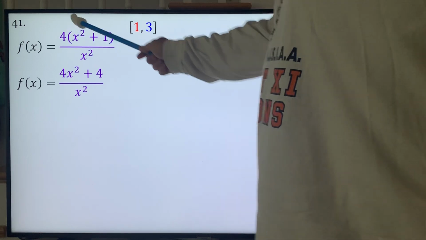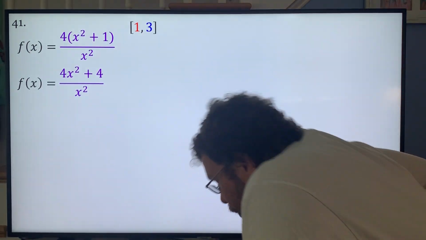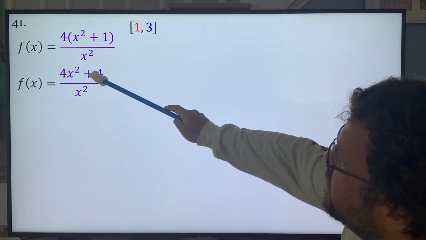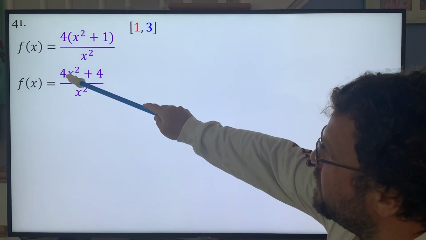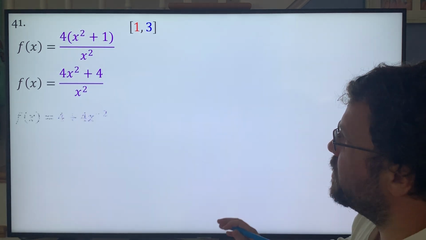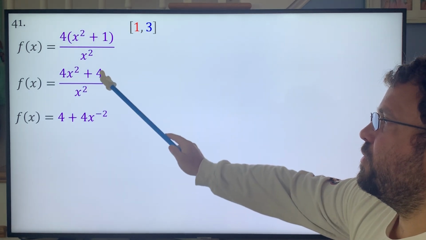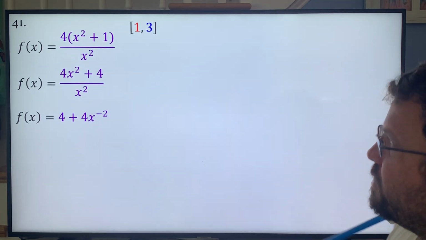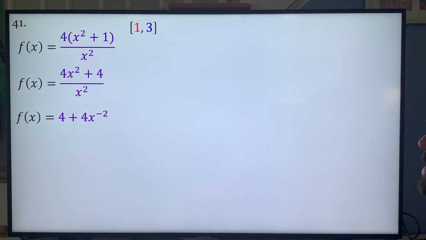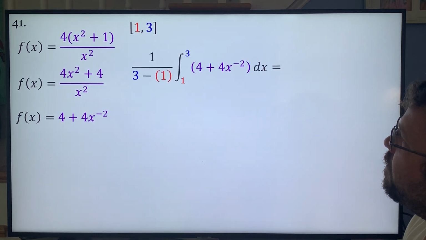Distribute the 4. When you distribute the 4, you get 4x squared plus 4 over x squared. Now you're going to divide both of these by x squared. So 4x squared divided by x squared is 4, and 4 divided by x squared is 4x to the negative 2. So all I did was rewrite the equation. Now I can plug it into my master equation.